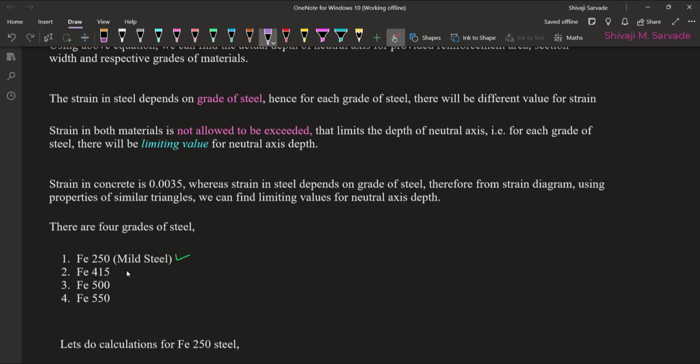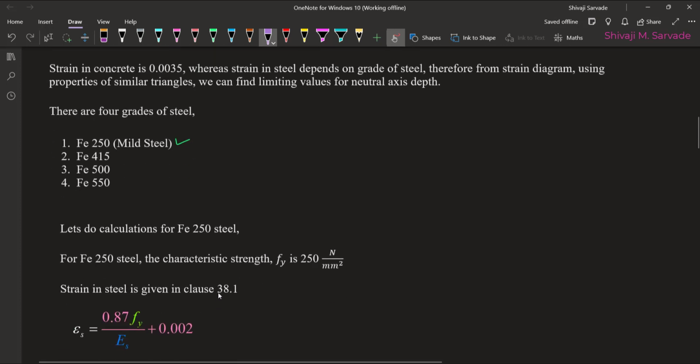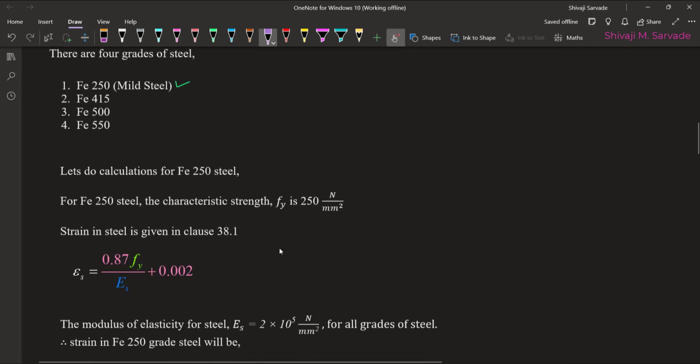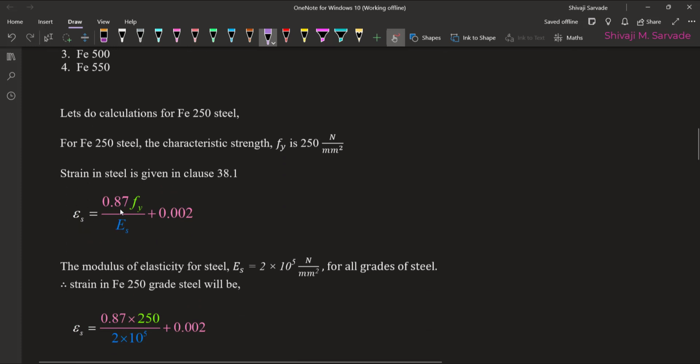So let's go ahead and calculate the same for Fe250 steel. Okay, so what does this mean? The characteristic strength of Fe250 is 250 Newton per millimeter square. Now we also have written the value of strain here, so again I'll rewrite the same. So strain in steel is 0.87 into fy upon Es plus 0.002, which is given in clause 38.1. Now I am interested in getting the maximum strain or the limiting strain for Fe250 grade of steel.